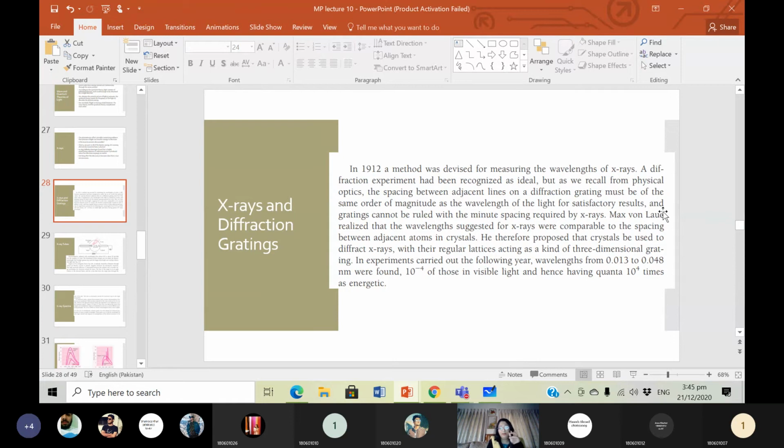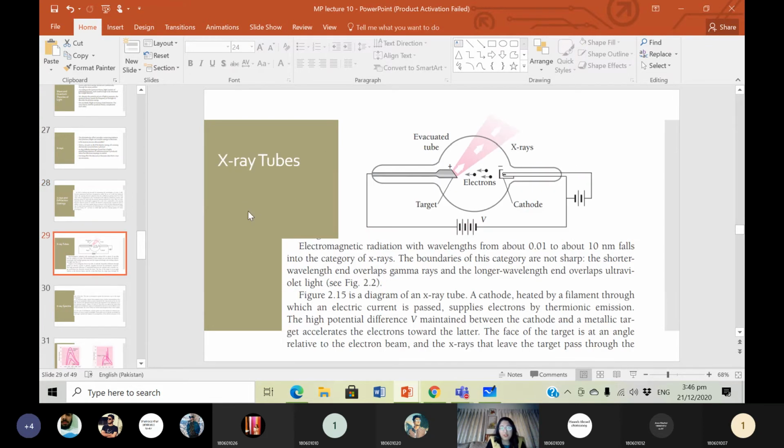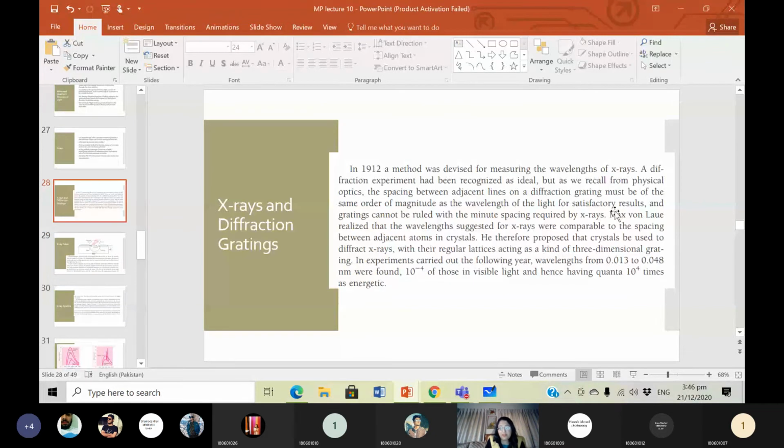Basically, the diffraction grating must have such spacing between the adjacent lines must be of the same order of magnitude as the wavelength of the incoming light that we're using, of the light that is being produced when the electrons strike the piece of metal. Only then will we be able to get satisfactory results, okay?